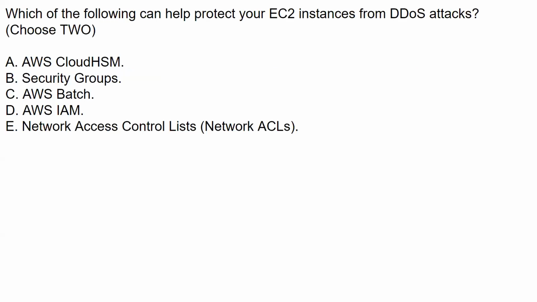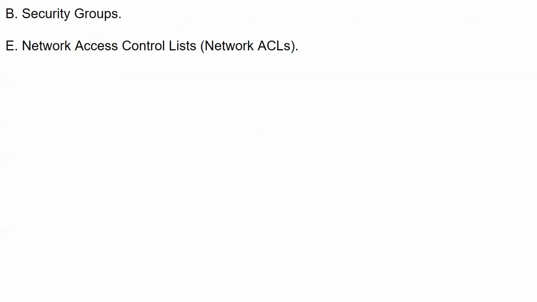Okay. Which two of the following can help protect your EC2 instances from DDoS attacks? CloudHSM, security groups, Batch, IAM, network access control lists. Security groups and NACLs, okay.